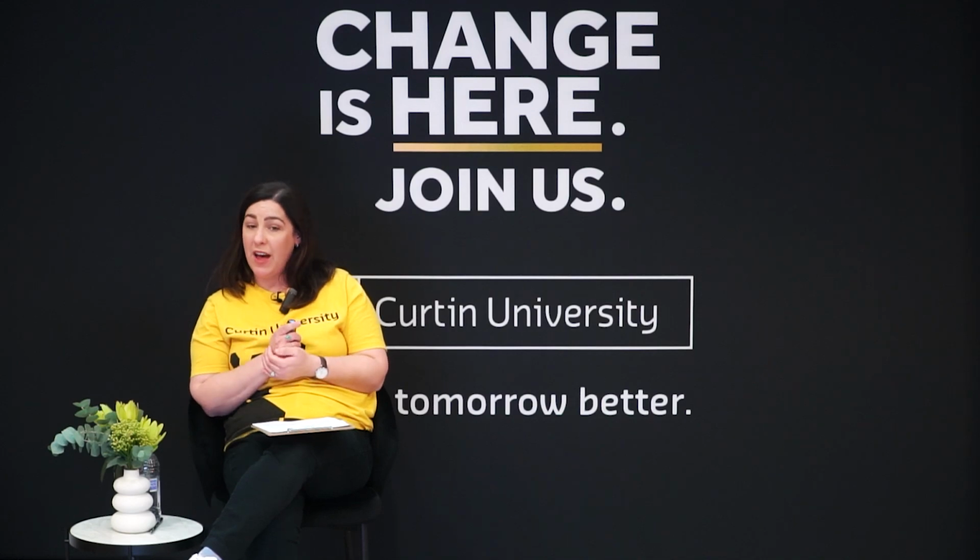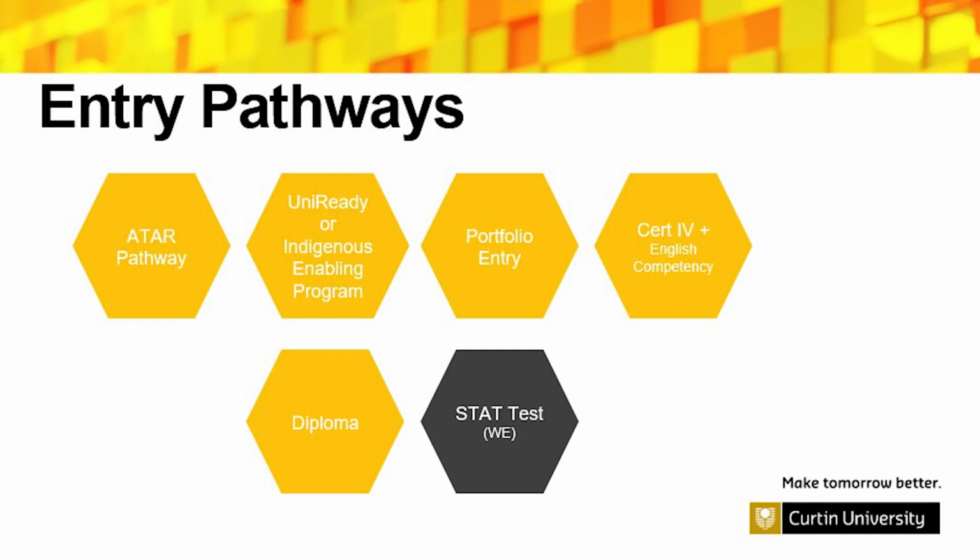But we've got lots and lots of other entry pathways. So if ATAR's not for you, and I know that's the whole reason for tonight's webinar, but if it's not for you and you're considering going a different pathway, potentially taking general subjects in Year 11 and 12, that's absolutely no worries. You can still come to uni later. So we have something called the Uni Ready or Indigenous Enabling Program. If you want to stay on our webinars for a bit later, we're going to talk about all pathways into Curtin, but just be aware that there are other opportunities.